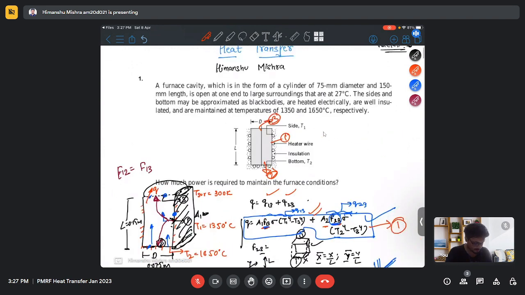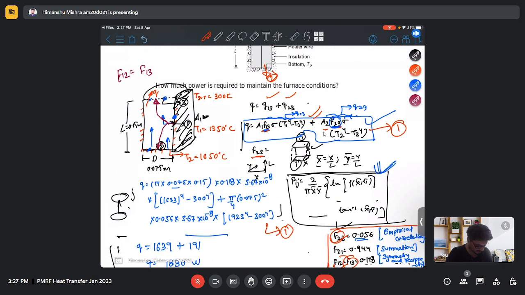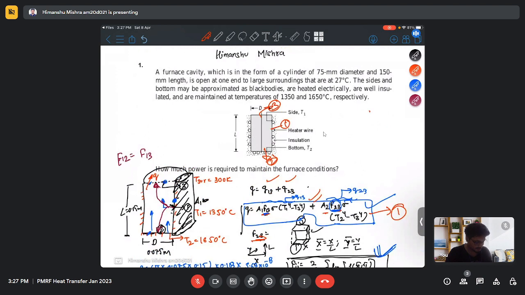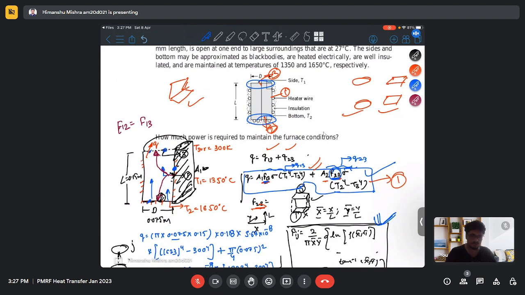Now we don't have any clue about the shape factor. There's nothing given in the question. So we use the empirical correlation to obtain shape factor F23, because from the empirical correlation you can easily obtain it for parallel disks, parallel surfaces, or perpendicular Cartesian surfaces. For these 3 conditions you can obtain the shape factor. So for the parallel surface, we use the empirical correlation for parallel disks to obtain the F23 shape factor.